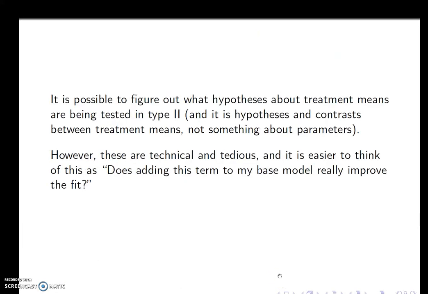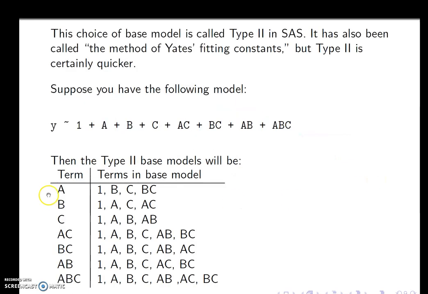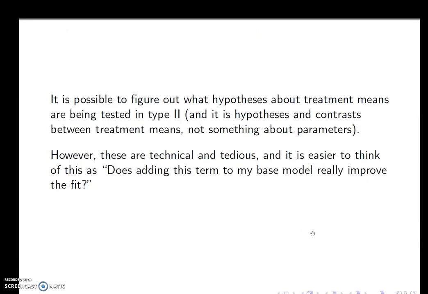It is possible to figure out what hypotheses about treatment means are being tested in type 2 and what its hypotheses and contrasts mean. However, this can be really difficult to show and it's really tedious. And it's really just easier. I really like the advice of the author here, of Gary. Does adding this term to my base model improve fit? That's what these sums of squares, type 2, are really telling you.